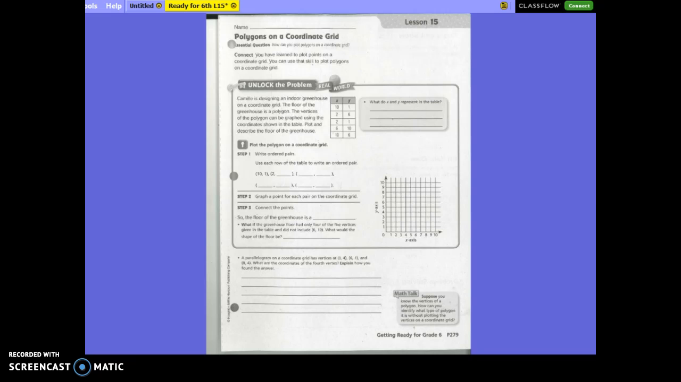Camille is designing an indoor greenhouse on a coordinate grid. The floor of the greenhouse is a polygon. The vertices of the polygon can be graphed using the coordinates shown in the table. Plot and describe the floor of the greenhouse. So, why would you want to put it on a coordinate grid? So you can tell where it's going to be, and what the shape is. How about, could you say, each one of my squares represents however many inches or feet, so you could get the size you wanted.